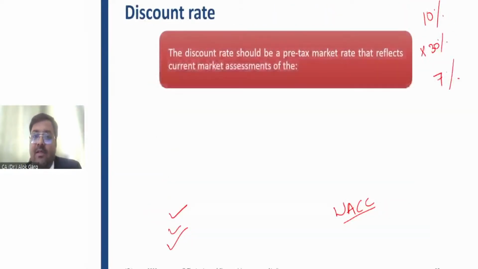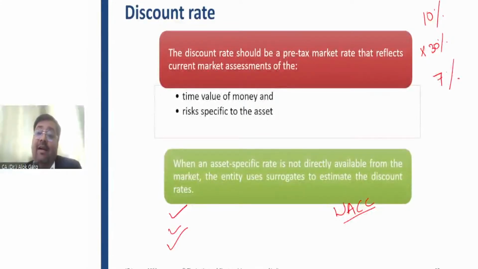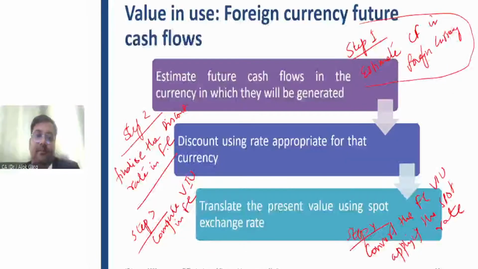Discount rate, we have discussed that the discount rate should be a pre-tax market rate. Discount rate should be specific to the asset. If you cannot identify the discount rate specific to the asset, you can go for the weighted average cost of capital. You can go for the incremental borrowing rate or other market borrowing rate in the descending order, right?